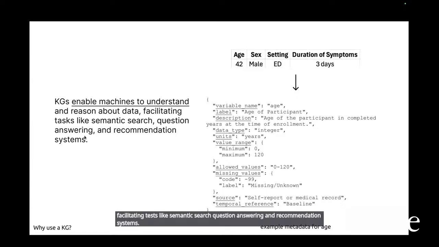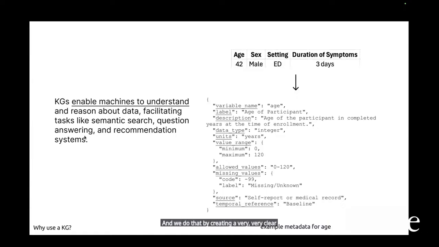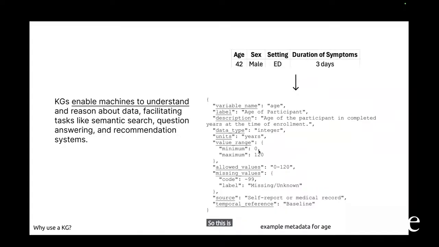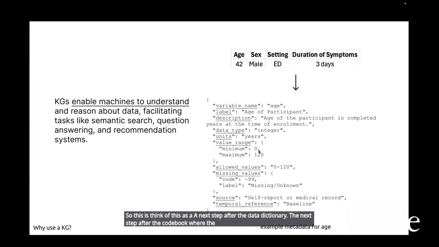And we do that by creating a very, very clear data structure where we enrich the data for a single variable. We have the variable name, the label, the description, the data type, units, value range, and a lot of information that we can add to the variable age in a way that the machine, and also ourselves in the future, can understand. So think of this as a next step after the data dictionary, the next step after the codebook, where the metadata is actually already embedded into the information.